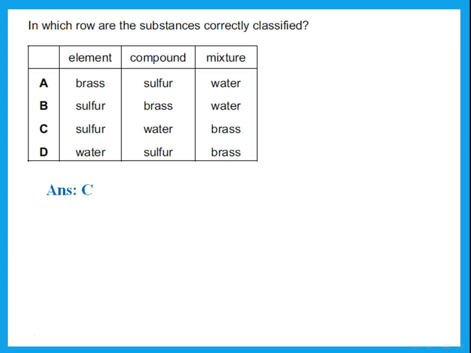Okay. In which row, sorry, the answer is already there. Okay. In which row are the substances correctly classified? Which one is an element and which is a compound and which is a mixture?